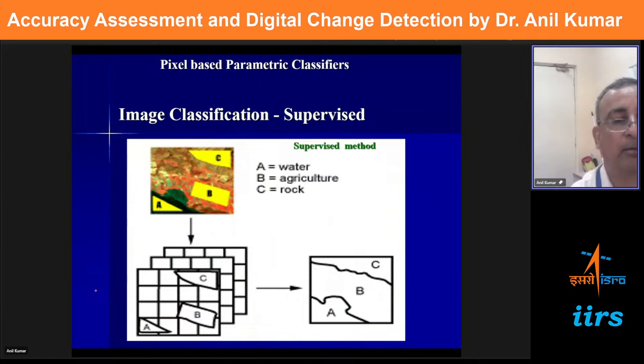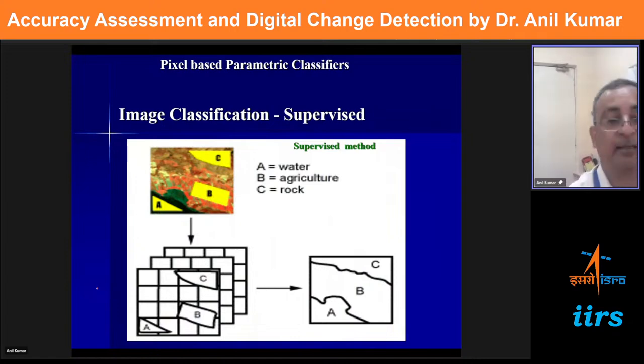I also started talking about the classification, definition of classification, supervised and unsupervised classification. And then I talked about unsupervised classification initially. And then I also talked about supervised classification with two algorithms, which is minimum distance classifier and the Mahalanobis distance classifier. In my previous lecture, two algorithms of supervised classification were not covered.